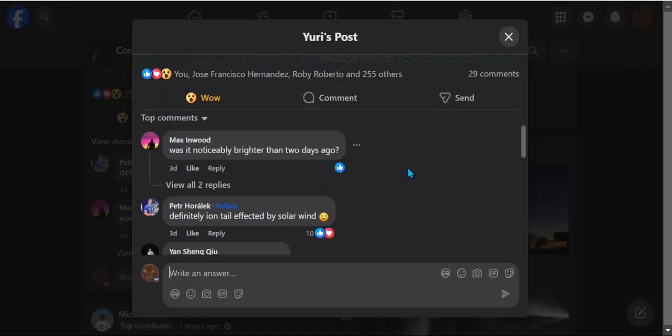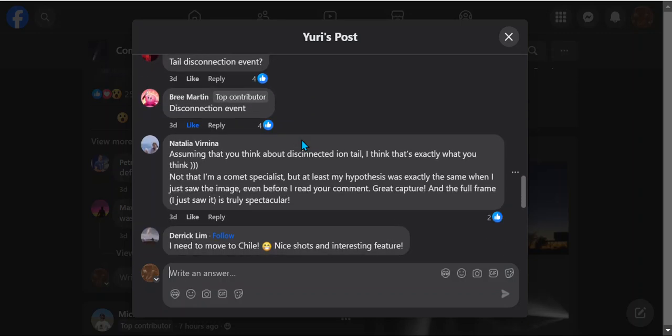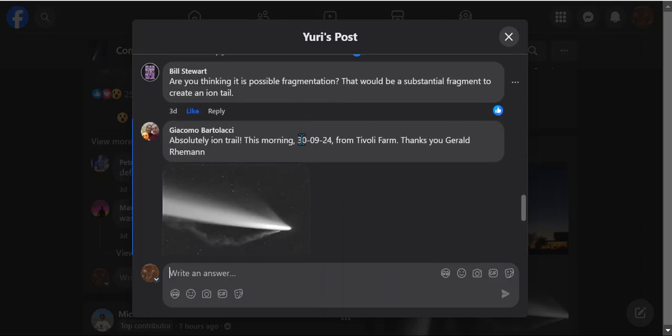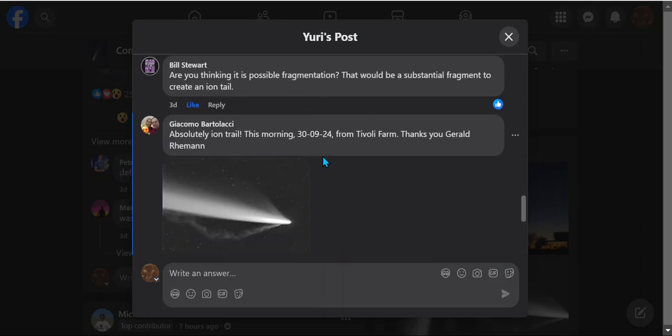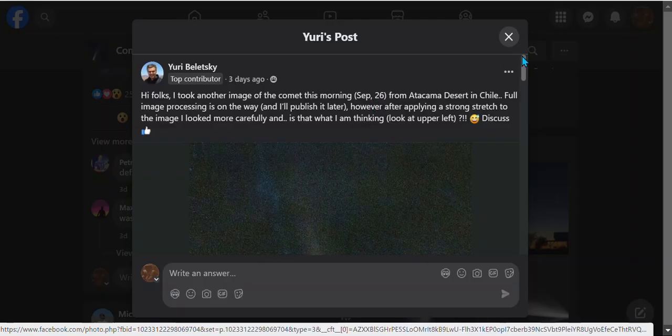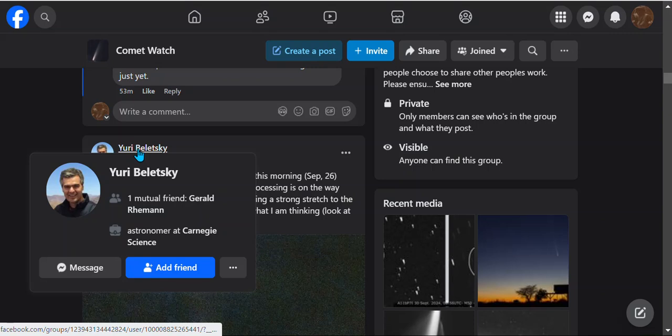29, so that's a lot. Let's see. A fragment came off. Tail disconnection event. Disconnection event. These are amateur astronomers, or people who... Oh, wow. Okay. Wait. The 30th ion. Okay, this is from Jared. So we got Michael and Jared. So tensions being drawn here today as of an hour ago right now. So we have that. But he also put one the other day. Let's check out his site.